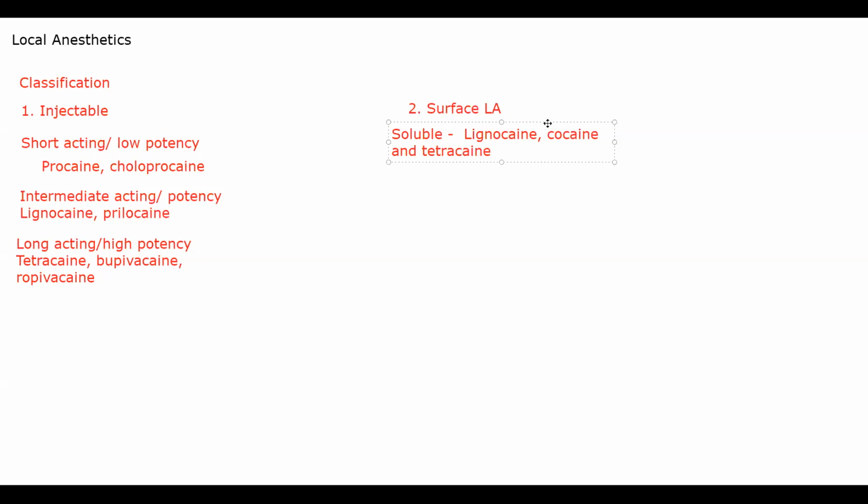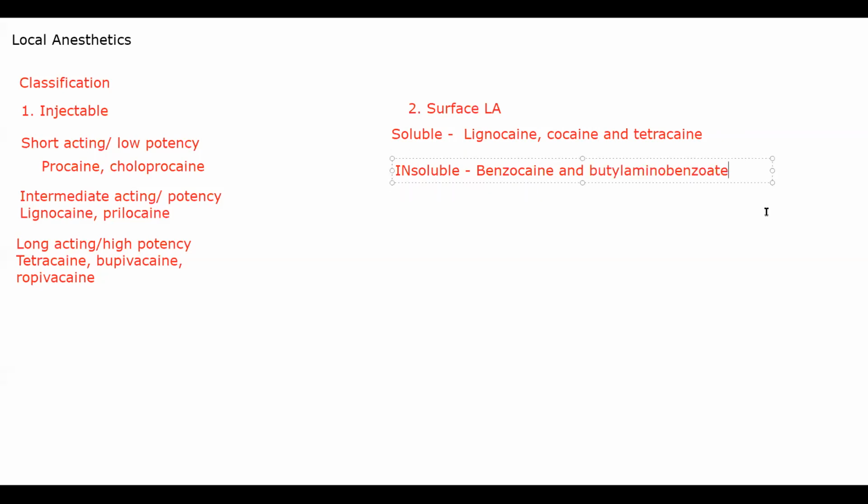As you can see, it can also be used on the surface and it can be injected as well. All right, then there are insoluble agents. Those include benzocaine and butyl amino benzoate. Okay, this is one exception where you do not have a "caine". Butyl amino benzoate and benzocaine. This is the basic classification of your local anesthetics.